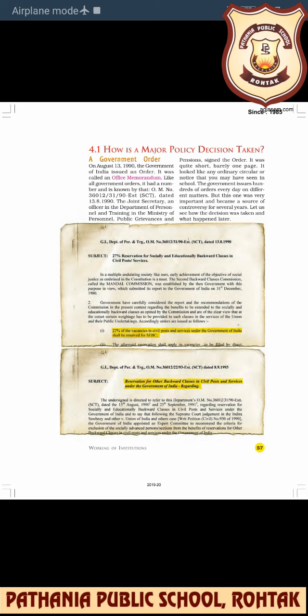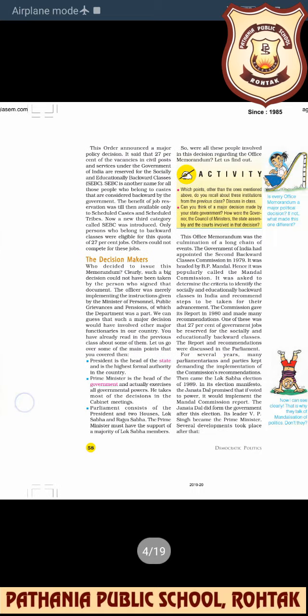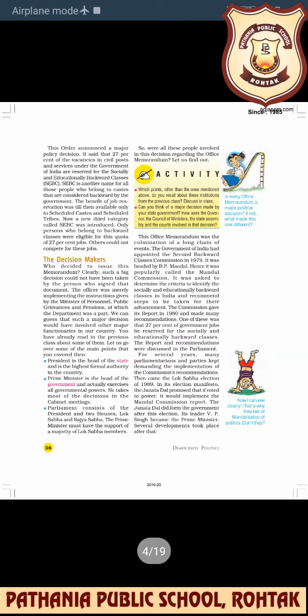Now what was mentioned in this office memorandum? The example that is used here, this memorandum, was very important and it became a source of controversy for several years. So now we will discuss how the decision was taken and what happened later on. This order announced a major policy decision that was related to the reservation for OBCs, other backward classes.